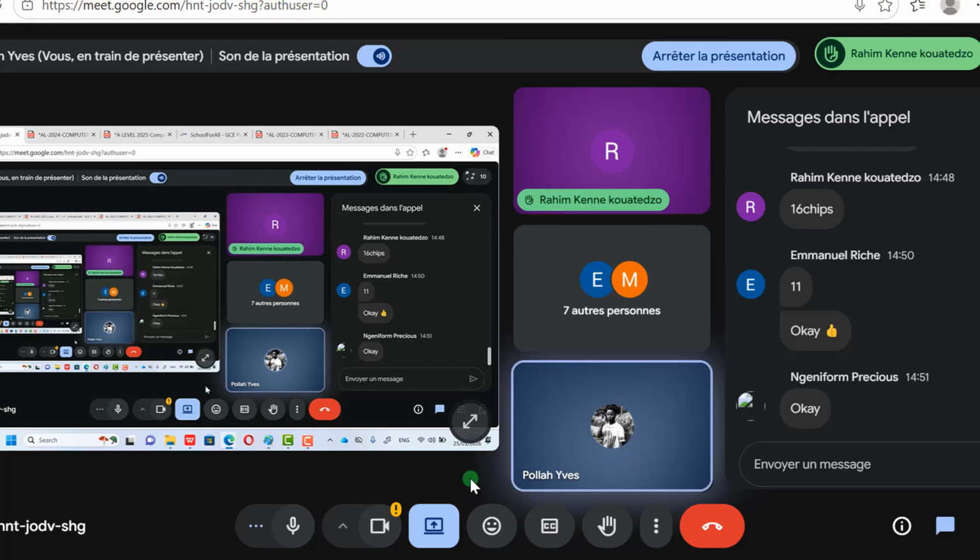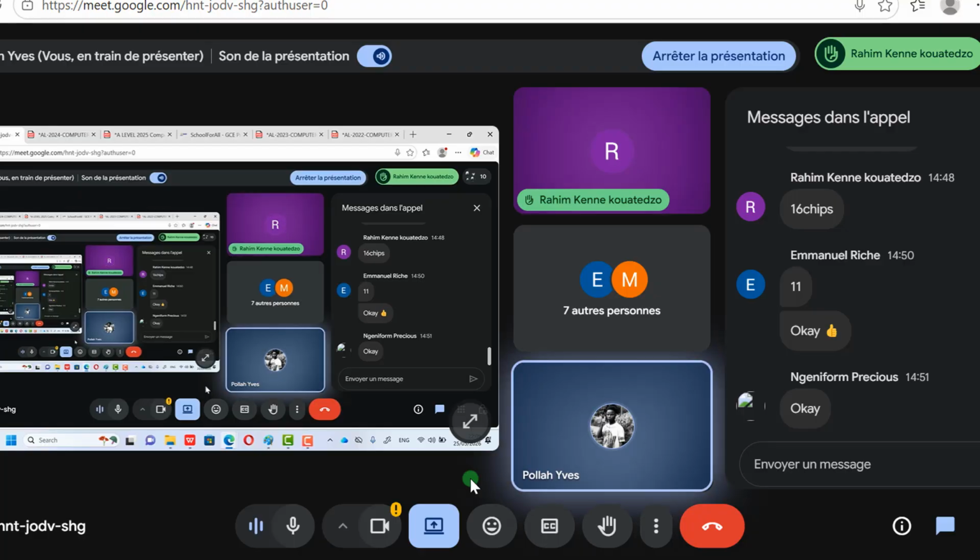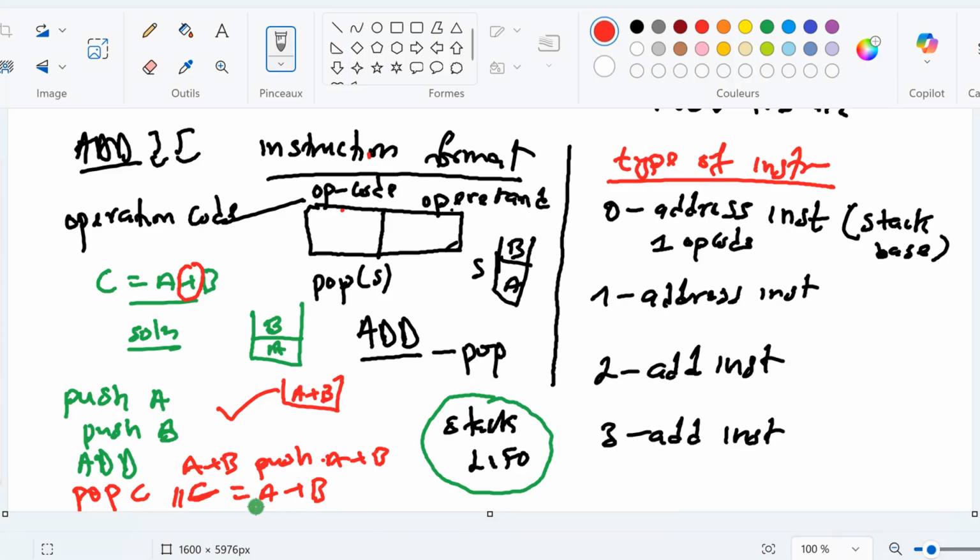Sir, I'm not understanding how, after pushing those elements in the stack, they are actually stored in the variable C. C is not stored. Remember that C here is just a register or a memory location that must store the result of A plus B. So when I'm doing pop C, you know that pop means remove the top element of the stack. And the top element of the stack here is A plus B. That A plus B will be stored where now? In C. Are you getting it now?